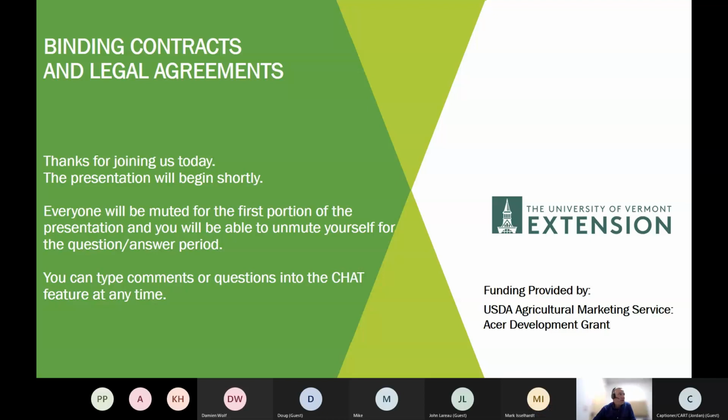So tonight's topic, binding contracts and legal agreements. I'll let you know, to be honest, this is new territory for me. This is something I feel is important to discuss, and I'm looking forward to sharing with you some of the topics that I've gotten into in my research, and also hoping for a good conversation. So definitely encouraging folks to ask questions as we go, and we're going to have, I think, quite a bit of time for Q&A.